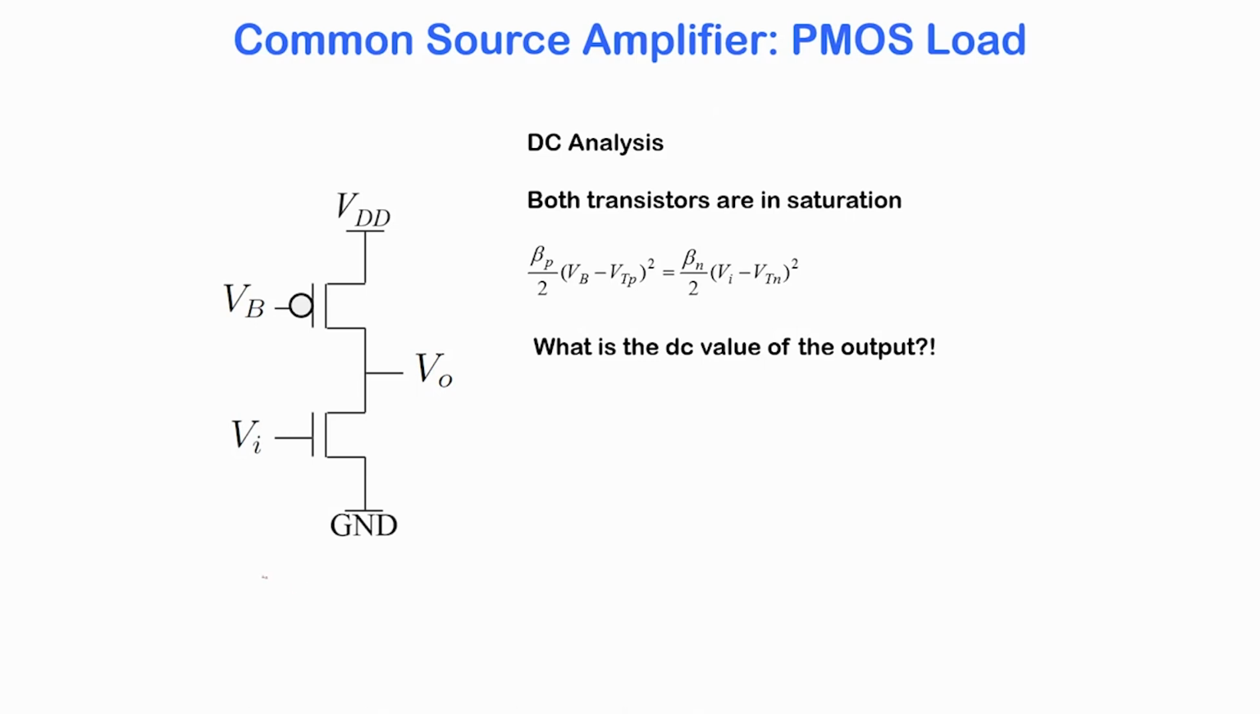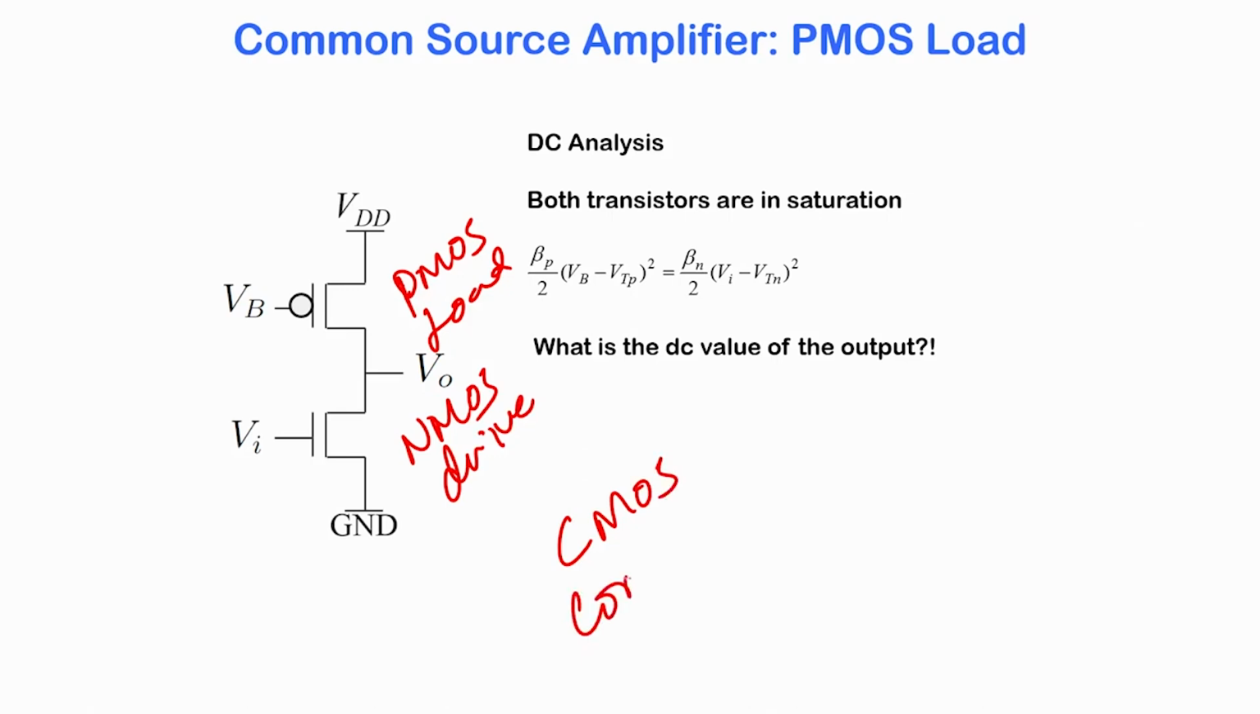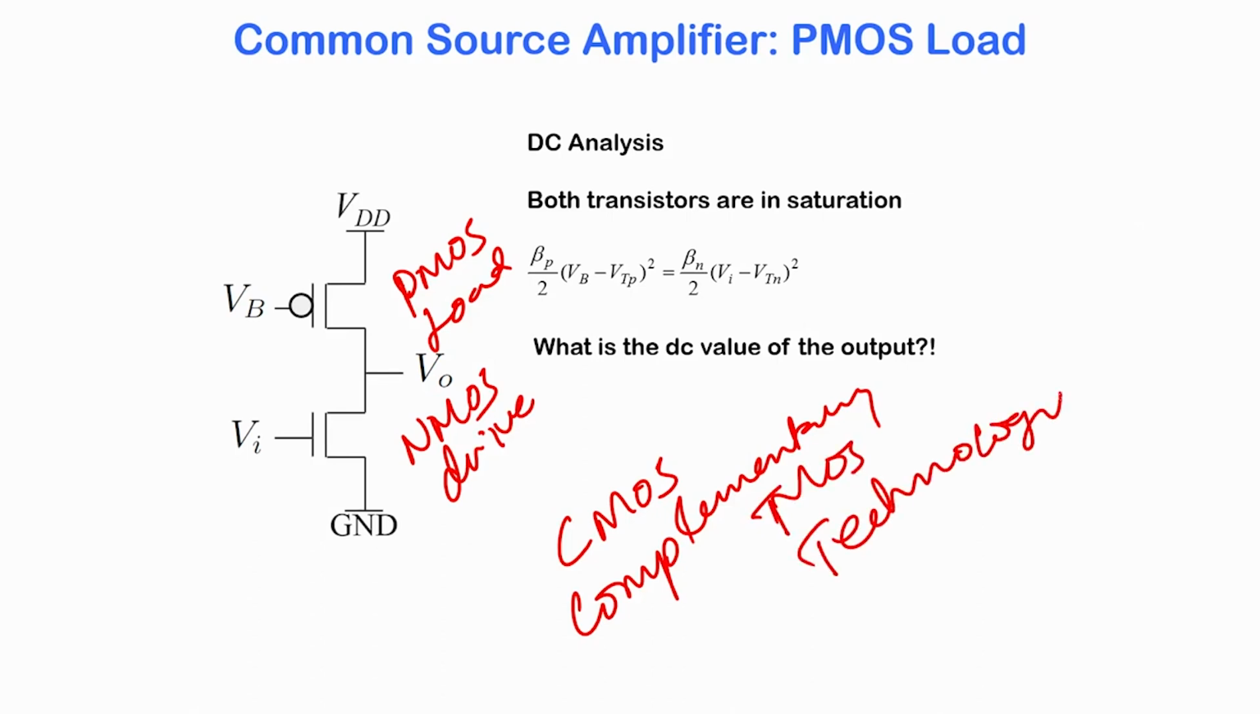So, once again, now let us analyze our final circuit, which is the amplifier with a PMOS load. So, we have a PMOS load and an NMOS driver. It could be the other way around as well. So, it is basically CMOS technology or complementary MOS technology, okay, which is basically the cornerstone of all our digital analog circuits now.